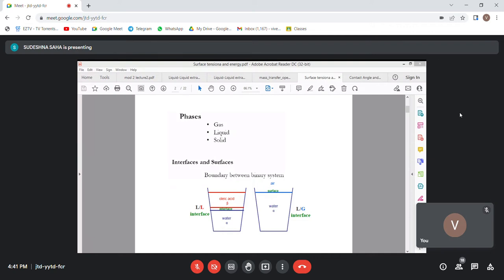So let us just go very briefly about what is an interface and what is a surface, and then from there we will try to develop a concept about surface energy, and that probably you have also studied in your chemistry classes in the first year itself.